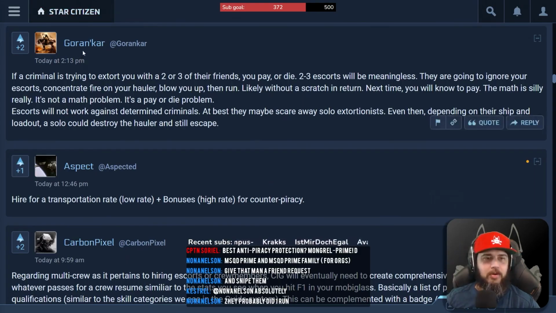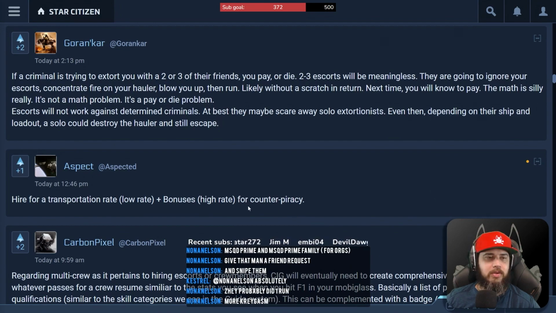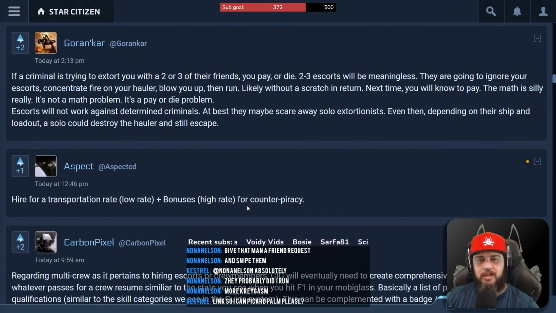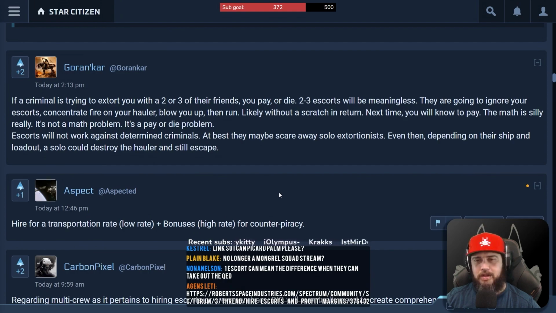Alright, so we've got Goron Car here. If a criminal is trying to extort you with two or three of their friends, you pay or die. Two to three escorts will be meaningless. They are going to ignore your escorts, concentrate fire on your hauler, blow you up, then run. Unless those escorts are the worst escorts ever and are the NPC equivalent of players, you can't ignore them. Likely without a scratch return. Next time you will know to pay.